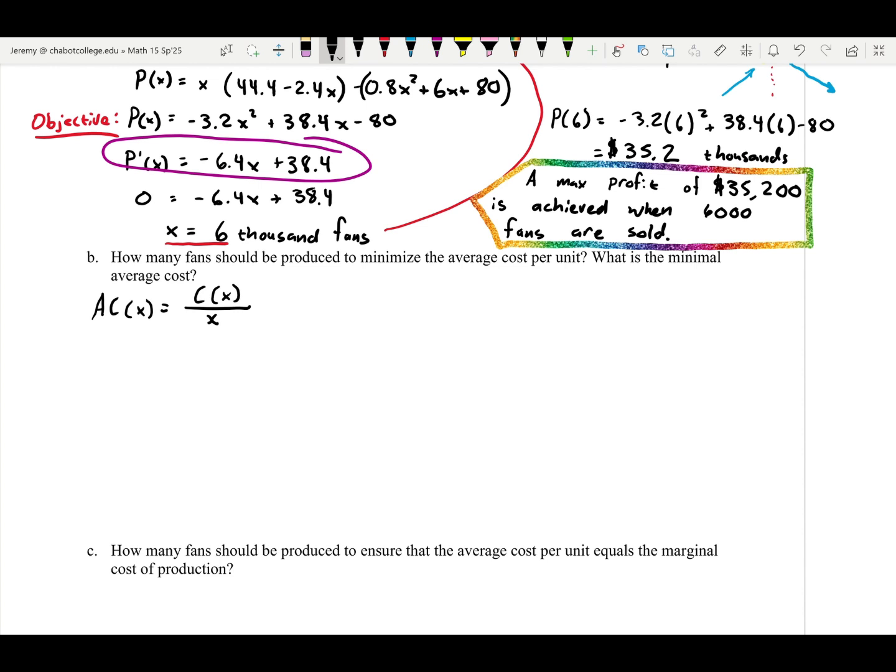So let's do that. Plugging in C of x, I have 0.8x squared plus 6x plus 80, and this is all divided by x. And you could leave it like that as your average cost function, but I think I'm going to divide through that x just to make it easier to find the derivative. I can write this as 0.8x plus 6 plus 80 over x. Okay, so this sort of becomes our new objective function.